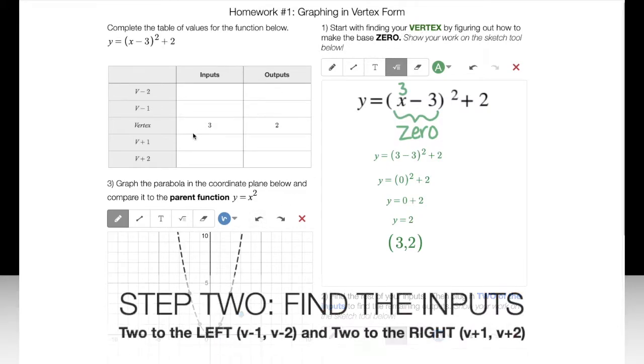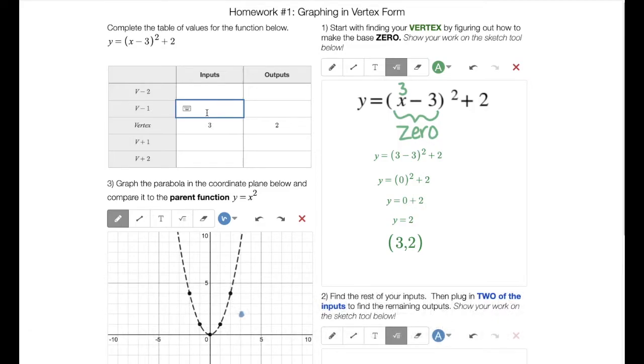Now that you found the vertex, we have to fill in the rest of the inputs. Remember, the 3 is the center point. You have to find 2 inputs to the left and 2 inputs to the right. The 2 inputs to the left are less than the vertex, and the 2 inputs to the right are greater than. We're talking about inputs here, which is x. So 3 minus 1 is 2. 3 minus 2 is 1. Notice that it's descending. 3, 2, 1.